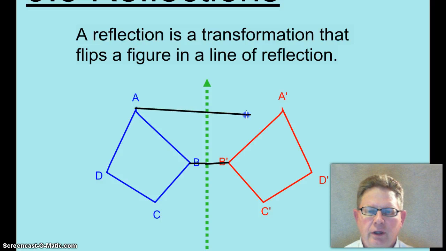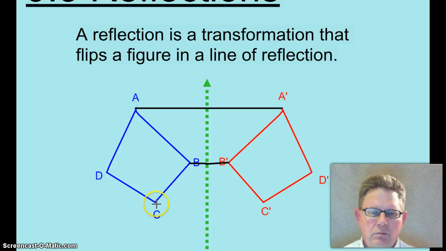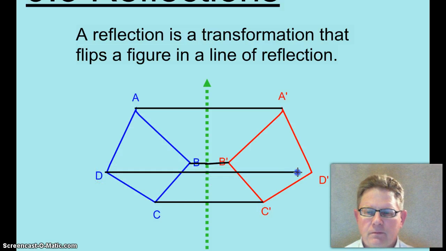So each point, it's going to be like when you draw all the line segments connecting the pre-image and image, that line of reflection will be the perpendicular bisector of each of those black segments. So that's what's going on there. Each point will be the same distance away from the line of reflection.